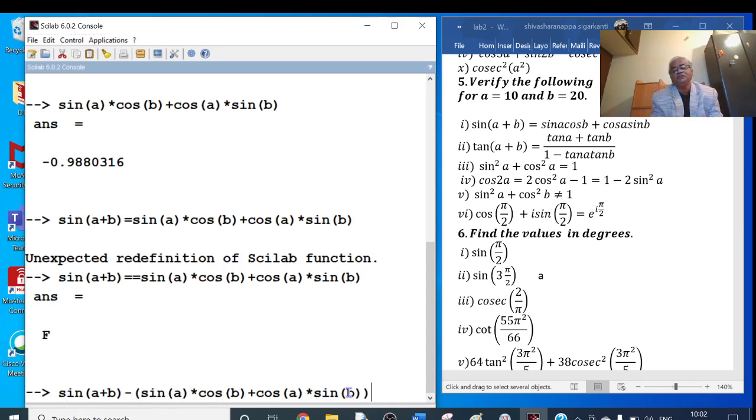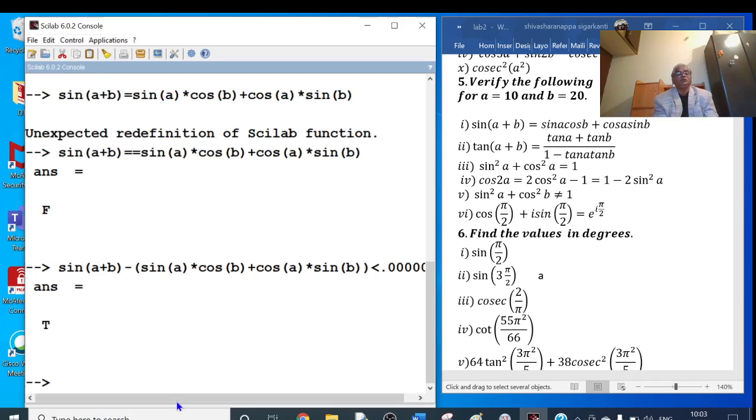If this difference is less than a small quantity, then we say that this is equal to this. So for that, I will compare this with less than 0.00001, a very small quantity. Now if I enter and I get the answer as true, then we say that this is equal to this. I am getting T, that is true, which means sin of A plus B is equal to this, or the difference between them is a very small quantity, so they are nearly equal, or we can say they are equal. Second example also I will do the same thing here.